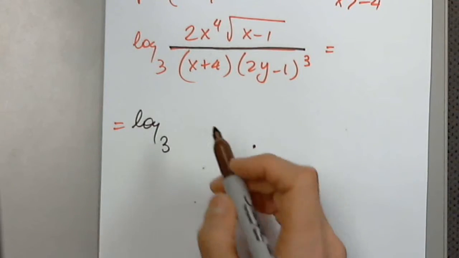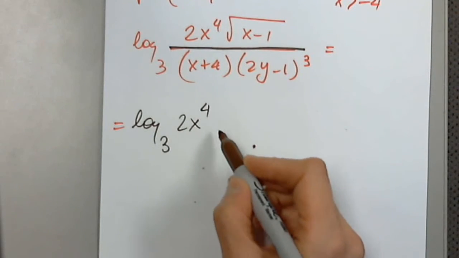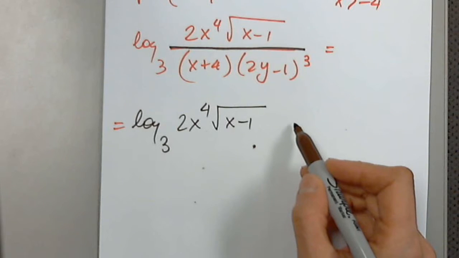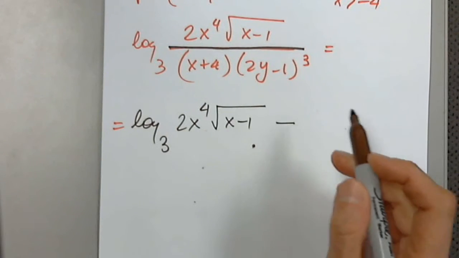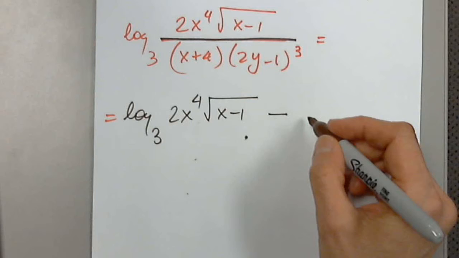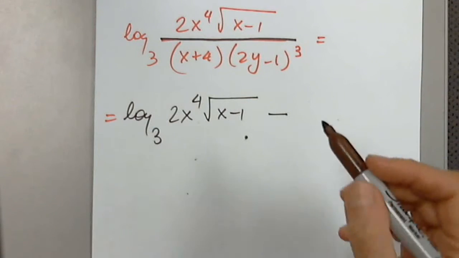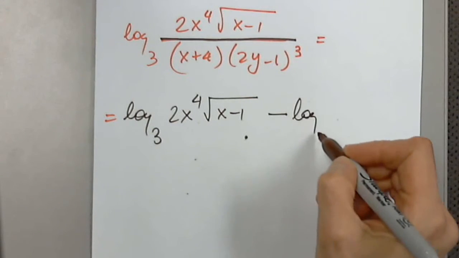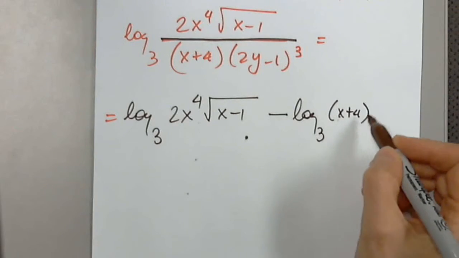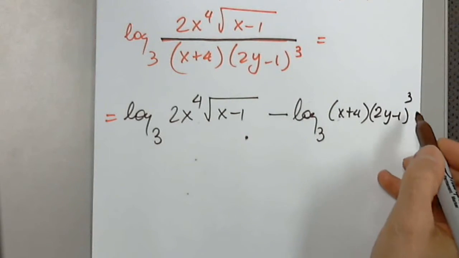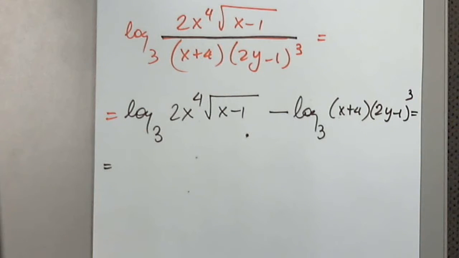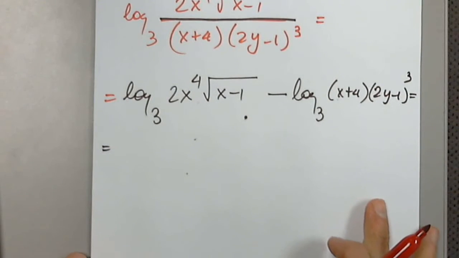Very good. Yes. No. Yes. Very good. X plus 4, 2y minus 1 to the 3rd. Awesome. Good. Next. First, the square root. Then we. Good.